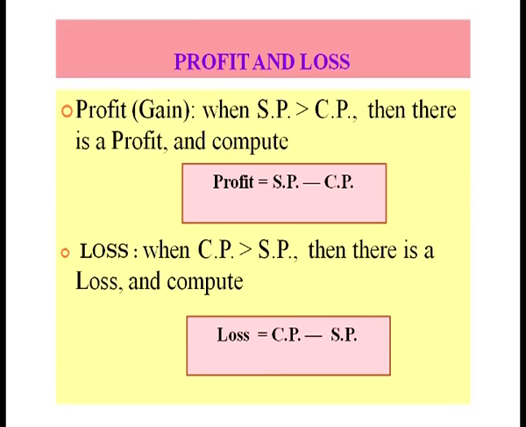Profit or gain will happen when selling price is more than cost price, and we can compute it by the formula profit equals selling price minus cost price. Similarly, loss will happen when cost price is more than the selling price, and we compute it using the formula loss equals cost price minus selling price.